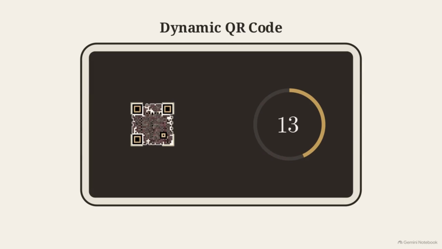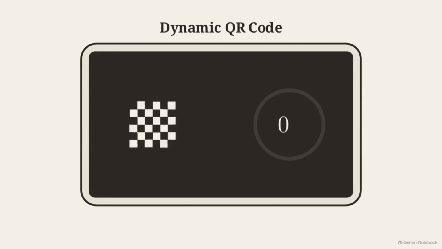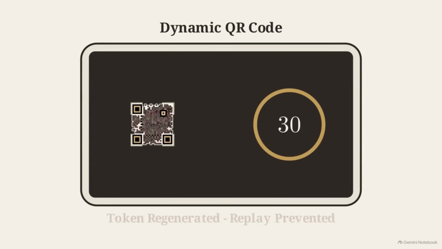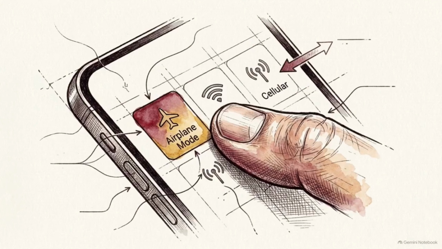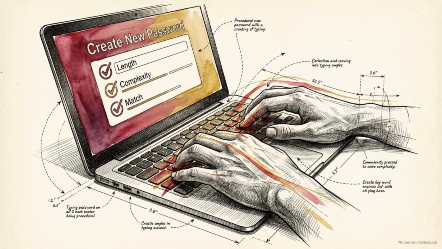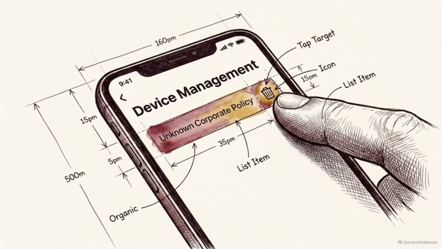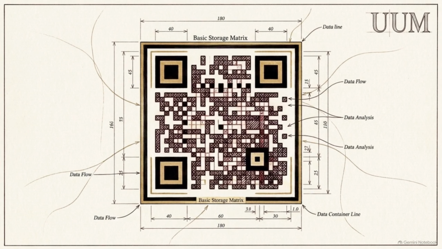A QR code used for authentication should expire within 30 seconds and dynamically regenerate, preventing an attacker from capturing and reusing the same image. If you realize you have scanned a malicious code, air-gap the device by turning off Wi-Fi and cellular data. Use a separate trusted machine to change your passwords immediately, and check your device for any unauthorized configuration profiles.